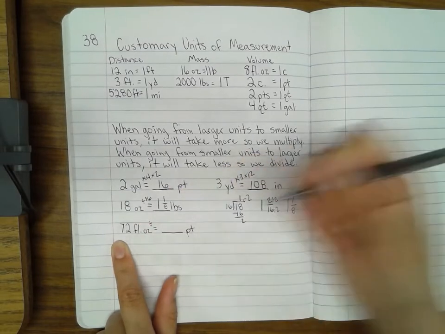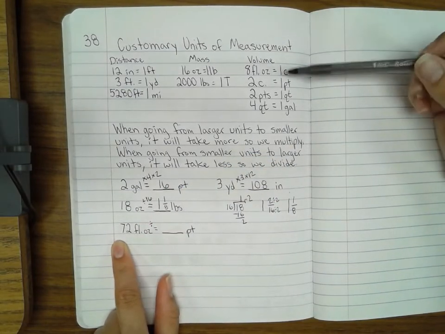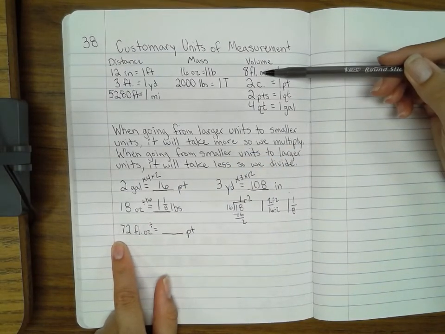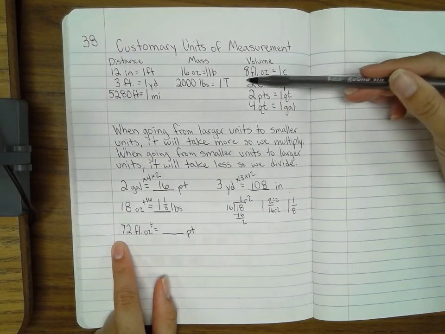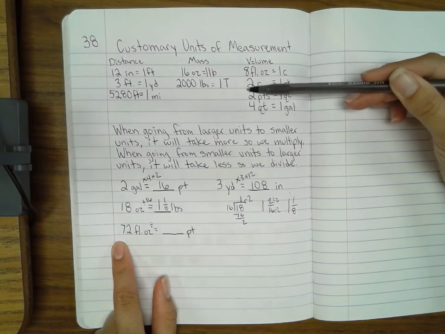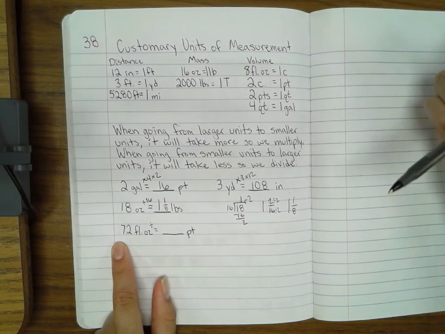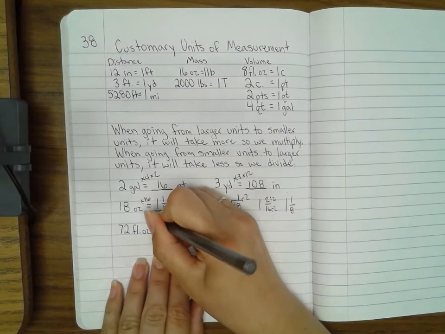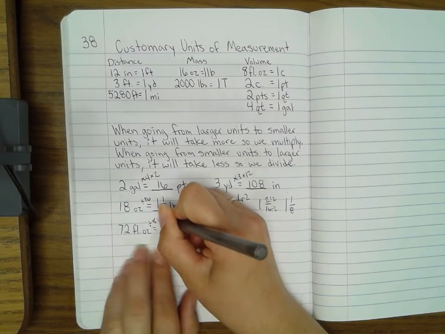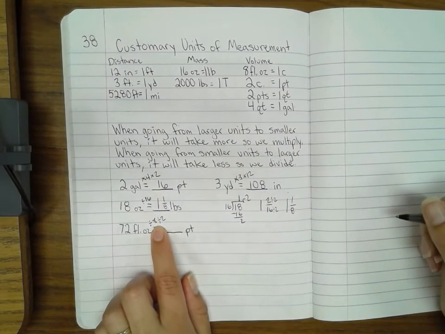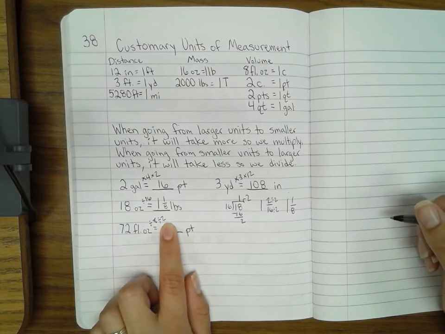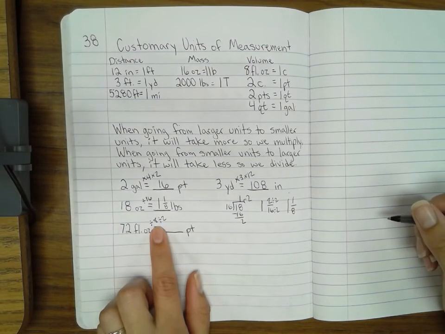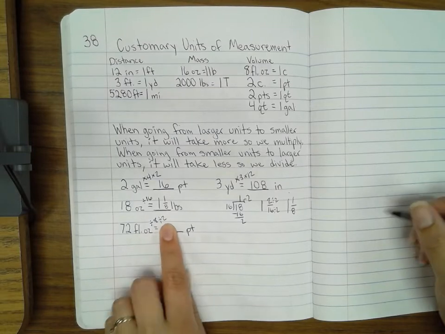Now I just need to decide what I'm going to divide by. To go from ounces to pints, I need to divide by 8, but then I also need to divide by 2. Dividing by 8 would have just gotten me to cups, but I need to go all the way to pints, so I'm going to divide by 2 to get from cups to pints. So 72 divided by 8 would be 9. Then I have to do 9 divided by 2.